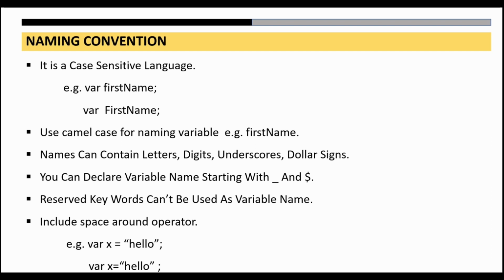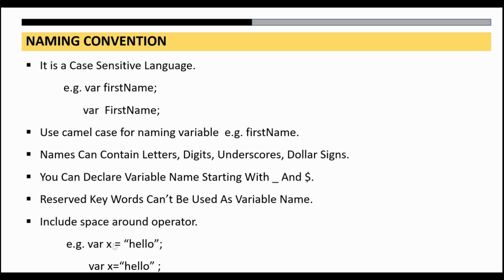And always include space around operator. That means this is what we call an operator. This equal sign is my operator. That is the assignment operator. And always include space around operator. That means equal is my assignment operator over here, that is used to assign the value, and you really need to include a space around this. That means around this equal sign you should always include the spaces.